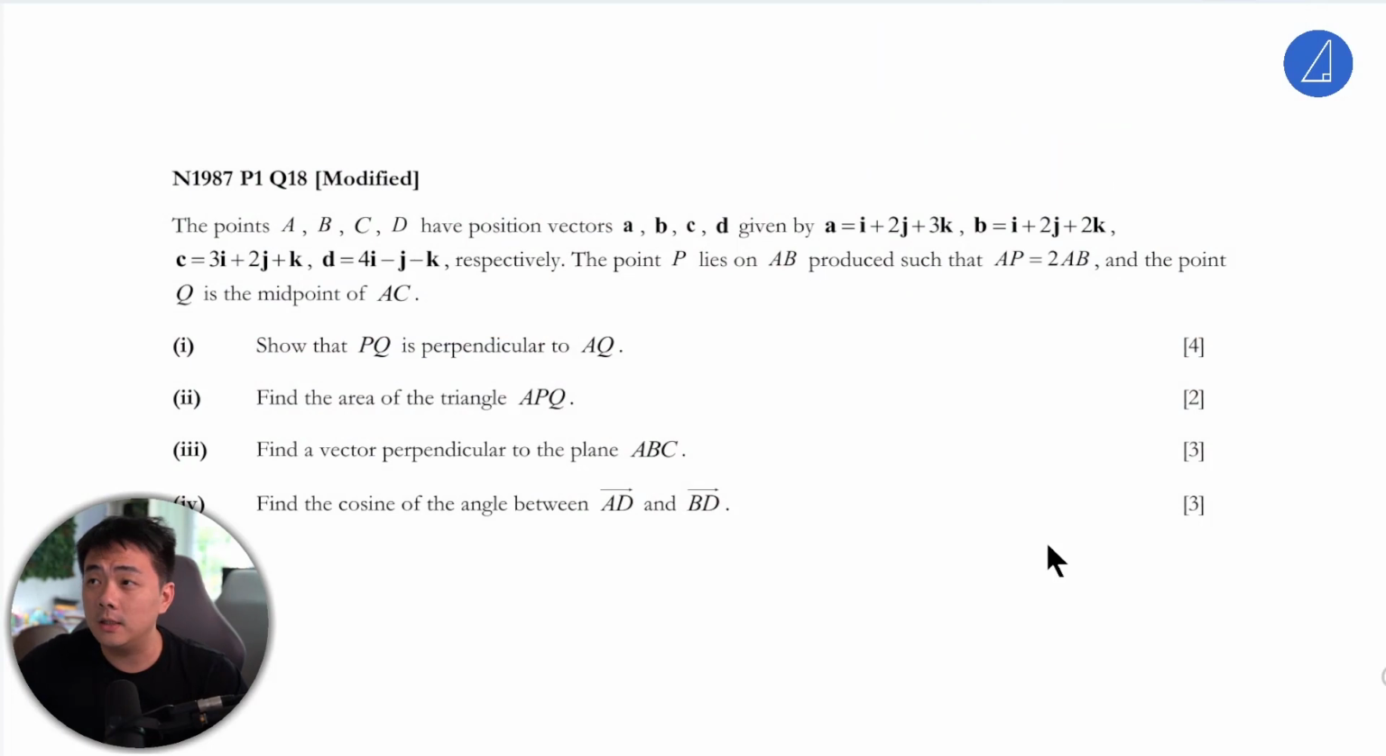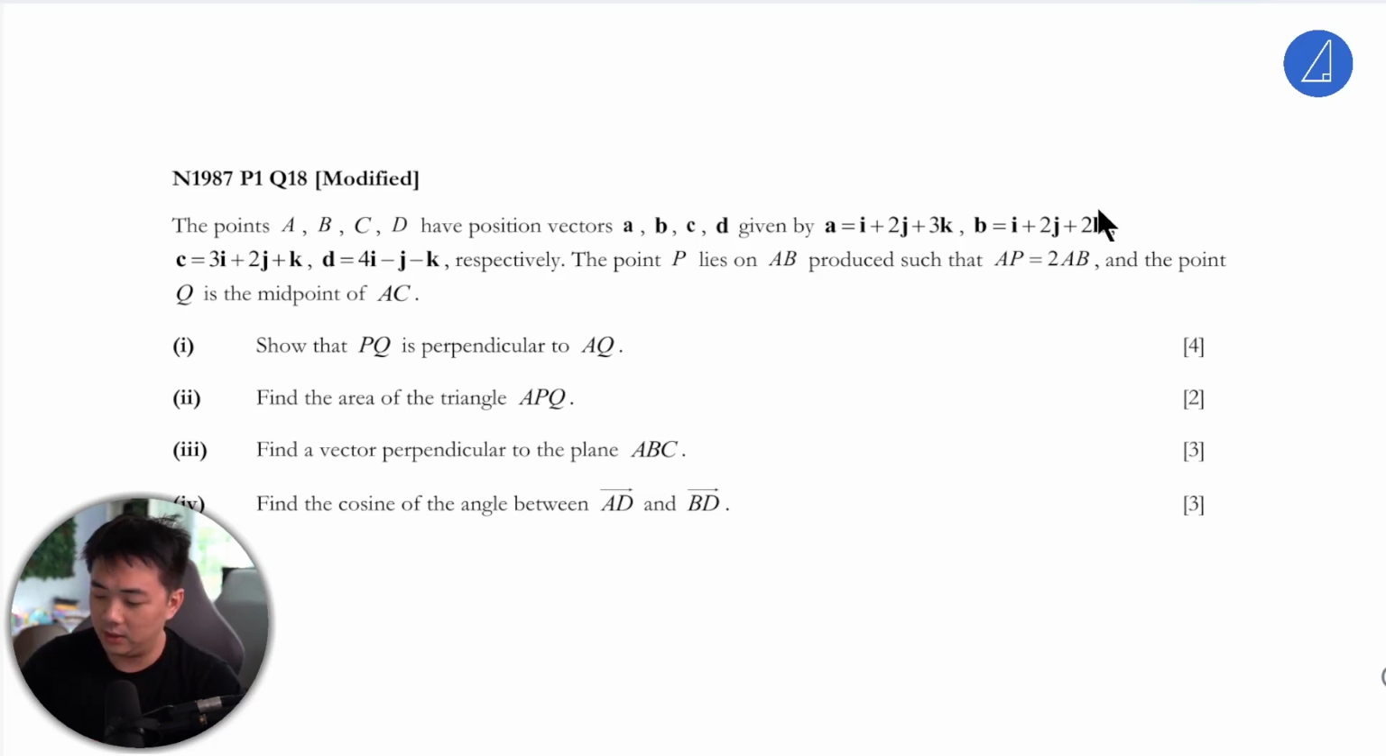Hi, students. Let's look at this question on vectors from the year 1987, paper 1, question 18. Given A, B, C, D have position vectors given by these column vectors. The point P lies on AB produced such that AP is twice AB, and the point Q is the midpoint of AC. Show that PQ is perpendicular to AQ.